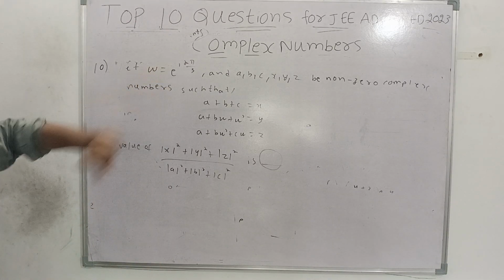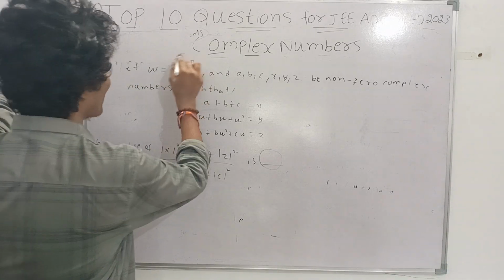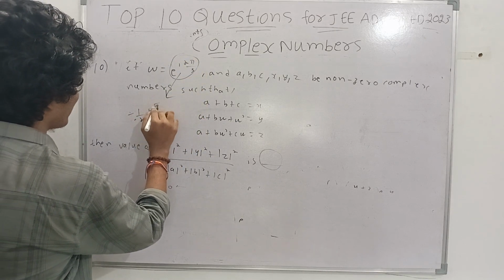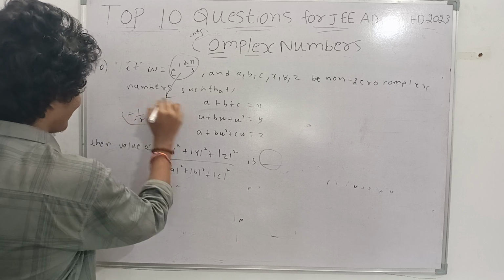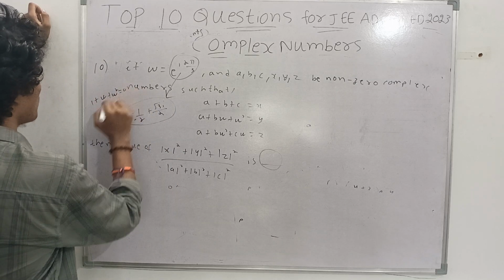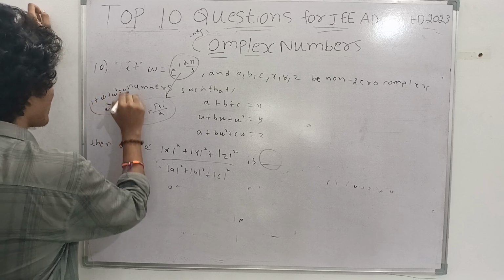Remember guys, omega equals e power i 2 pi by 3, as I already said. What is the value of this? The answer is 1 by 2 plus root 3 i by 2. This is omega and it is the cube roots of unity concept: 1 plus omega plus omega square equals 0, omega cube equals 1. I already told you all these things.